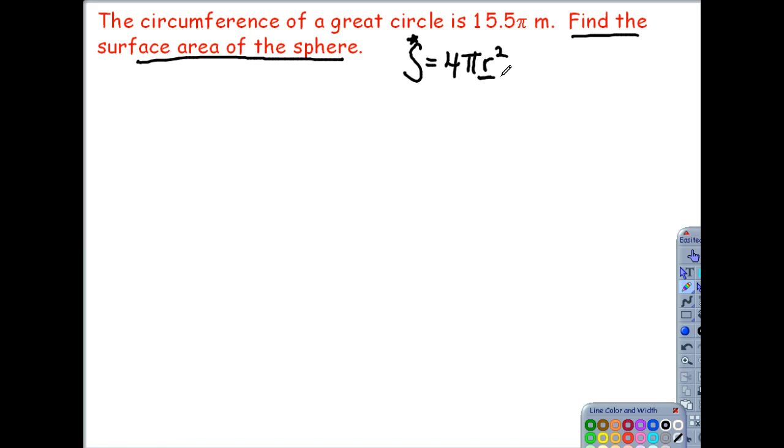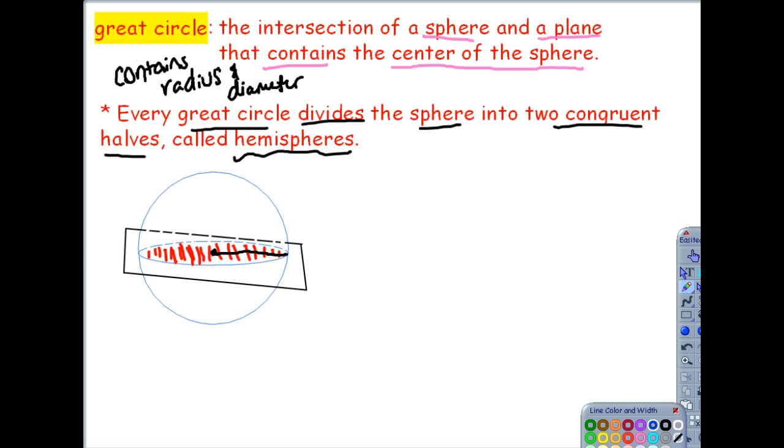Okay. Think about what they're giving you. They're probably giving that for a reason. They tell you that the circumference of the great circle is 15.5 pi meters. Don't forget the pi. Okay, but the great circle had that same radius in common. Let me go back real quick and find that slide, the radius. So the great circle kind of is that cross section where it contains the center. So they're giving you basically the distance around the largest part of the sphere in a sense.